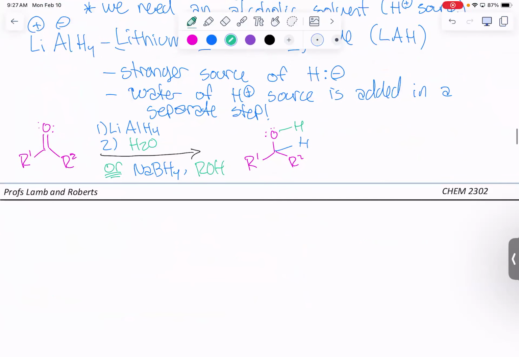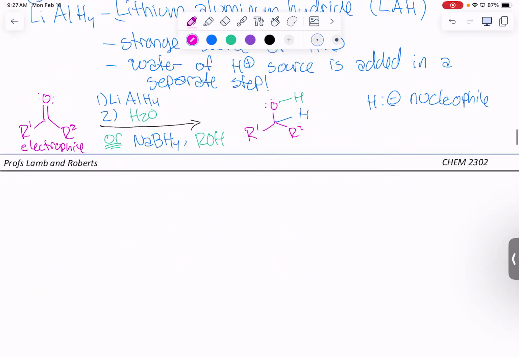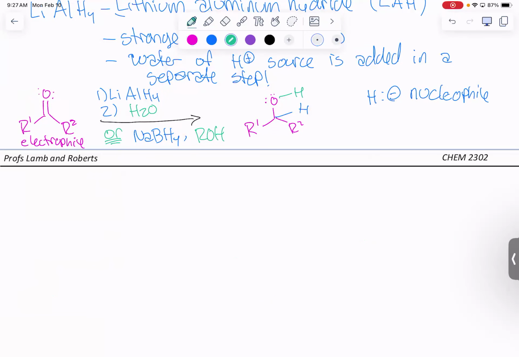All right, so these are our reagents. As we said before, we think of this as a hydride, so that's a nucleophile in the reaction. So here we can say this is our electrophile, and in this case, H minus, our hydride, is our nucleophile. All right. So let's start with a ketone. So this is P4.